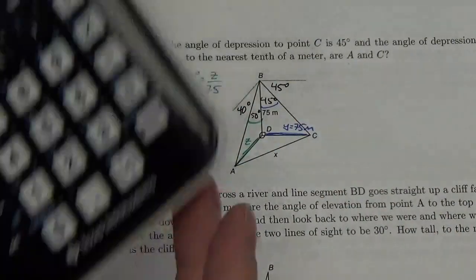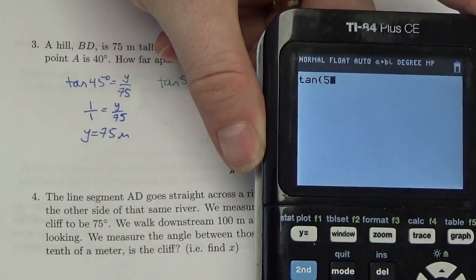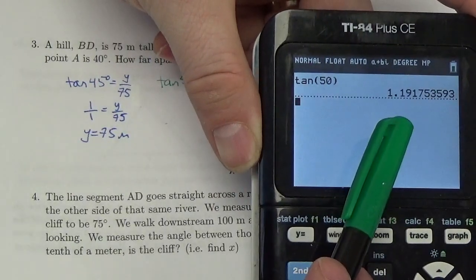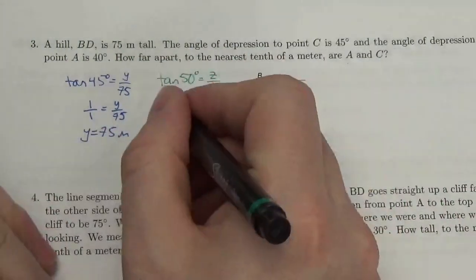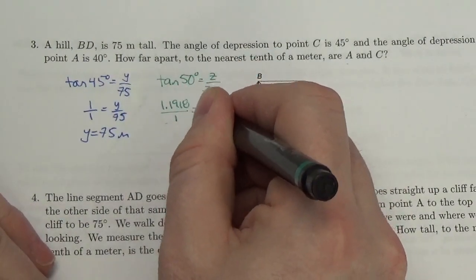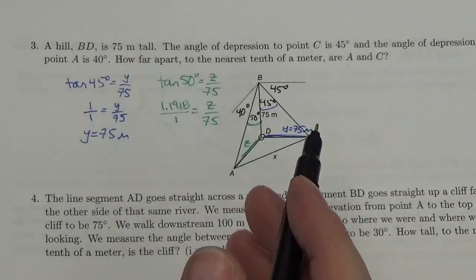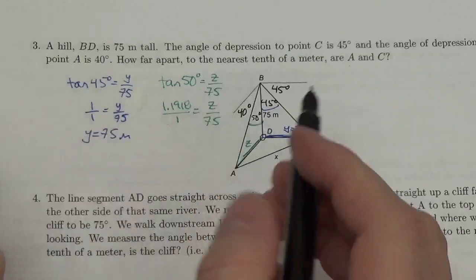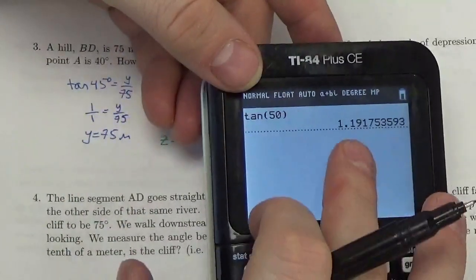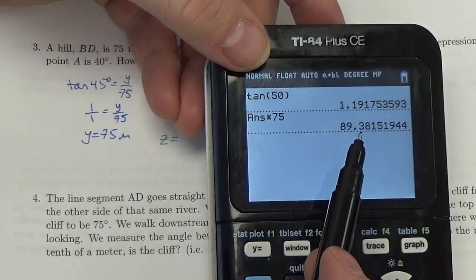Now, I don't anticipate 50 having a nice tangent. 45, that was beautiful, but they can't all be like that. And there it is: 1.1918. I'm going to write that over 1 is equal to Z over 75. Well, in spite of the fact that the tangent of 50 is not a particularly pretty number, 1 times Z, when I do my cross multiplication, is just going to be Z, and I like that. Now I just have to multiply this number by 75, and I get 89.4.